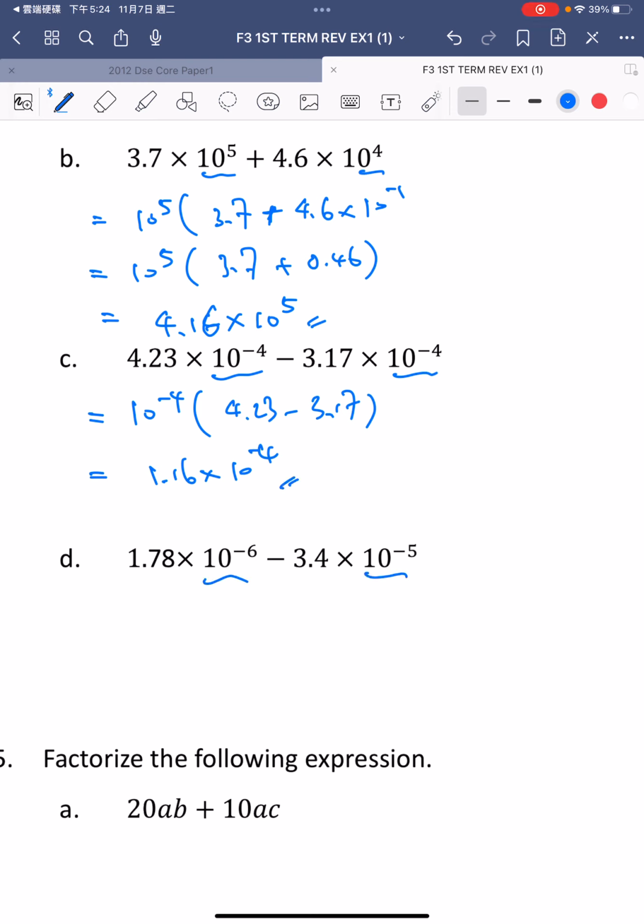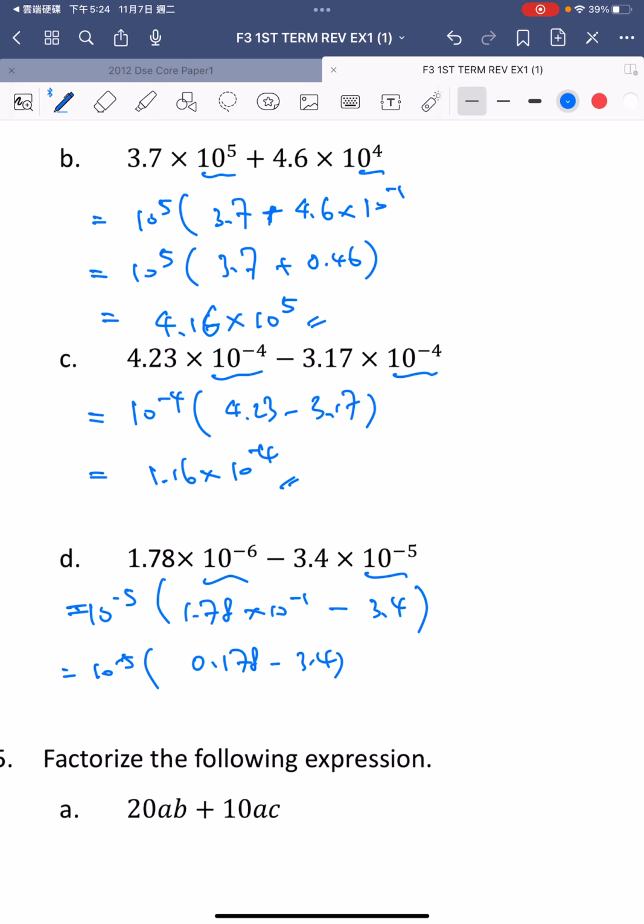So for the last part, we want to take out the largest common multiple, which is 10 to the power of 5. So if you take out 10 to the power of 5, which is going to be equal to 1.78 times 10 to the power of negative 7. So once again, because this is negative 5 times the power of negative 1, which means that negative 5 should be minus the 1. Okay, then we minus the 3.4. We take out the 10 to the power of 5 already, so there's nothing left. So this is equal to 10 to the power of 5 times 0.178 minus 3.4.